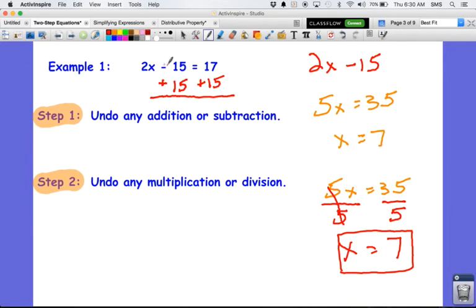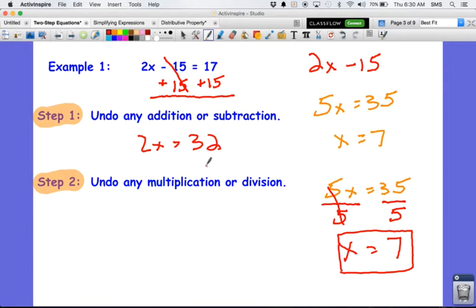So when I do that, negative 15 plus 15 is 0. It goes away. I could write plus 0, but there's just no reason to do that. That's the whole reason we added 15: this makes it go away. But I have 17 plus 15 over on this side. So now I have 2x equals, because this goes away, 32.